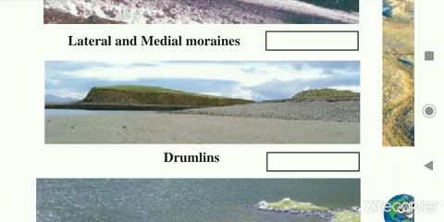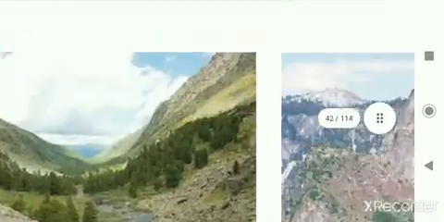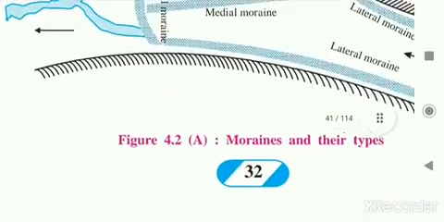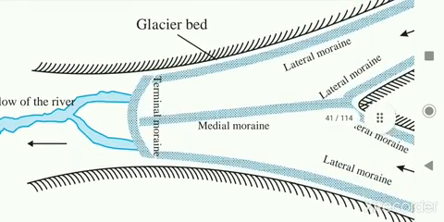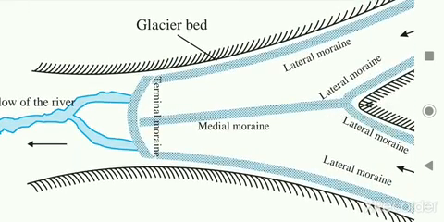Mainly, glaciers carry sediments with them. You can see the picture, figure number 4.2, moraines and their types. Everyone observe this diagram, figure 4.2. The glaciers carry sediments with them. These sediments are called moraines. What is a moraine? Like a river, a glacier also carries sediments with it. These sediments are called moraines, and depending on the location of the deposits, moraines can be divided into four types.